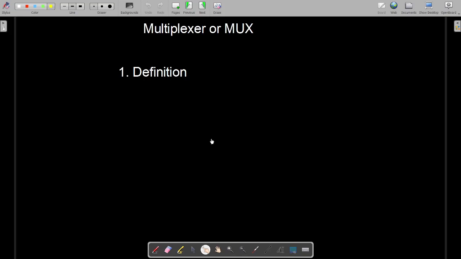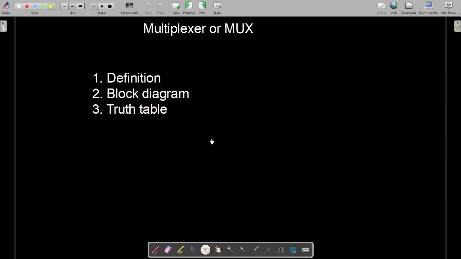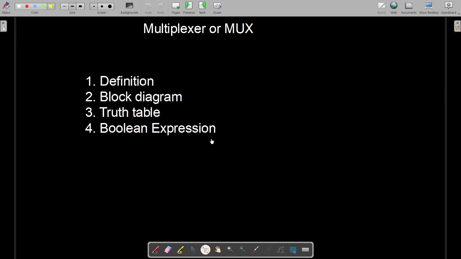To design a multiplexer, we need to follow the 5 steps. First step is the definition. Second, the block diagram. Third step is framing the truth table from the concept of block diagram. Fourth is writing Boolean expression from the truth table. The final step is drawing the logic diagram.